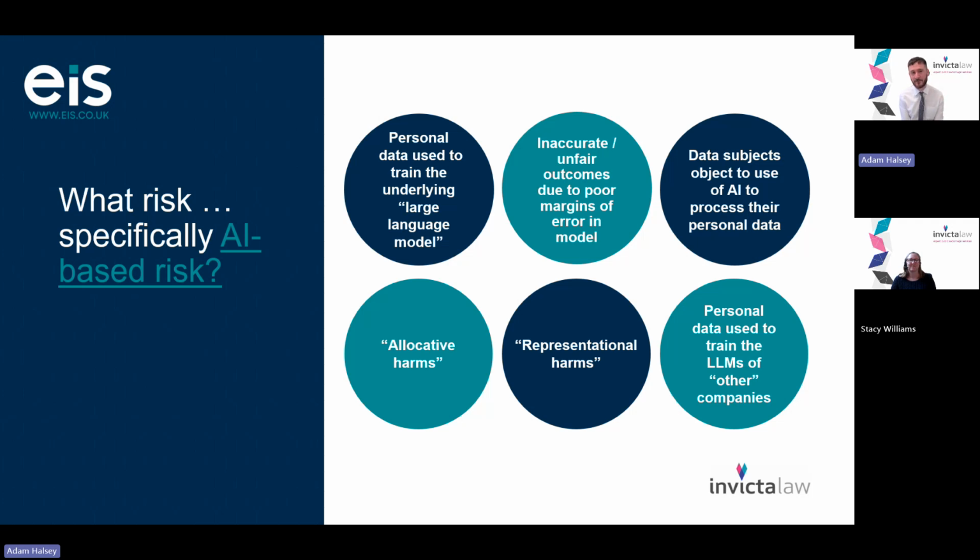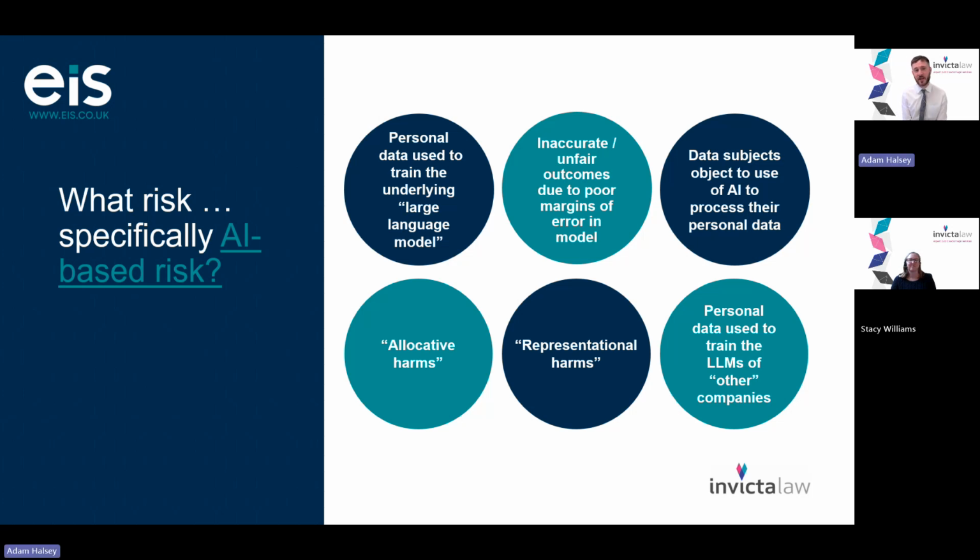And that one at the top left there is a really, really big one when it comes to personal data and AI. Whenever we're using such apps or products within our schools, we always need to be questioning: is the personal data we put in going to be used to train those underlying models, those large language models used by the AI providers? What if we end up with inaccurate or unfair outcomes due to poor outputs or poor margins of error in the AI model? The quality, the accuracy of what it's actually producing for us.